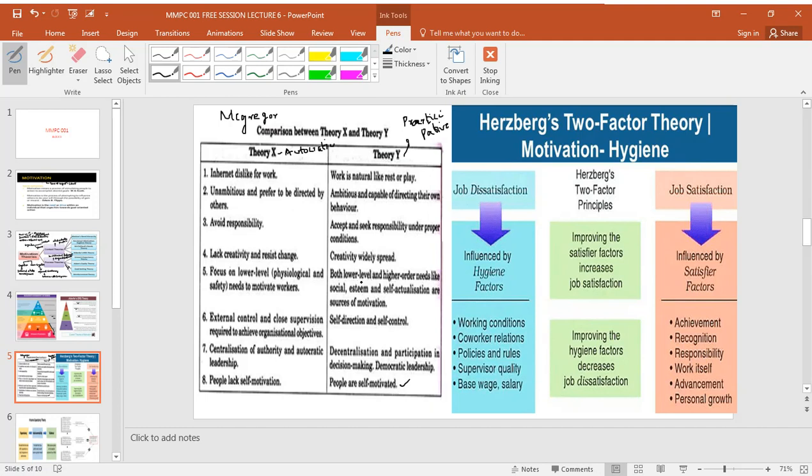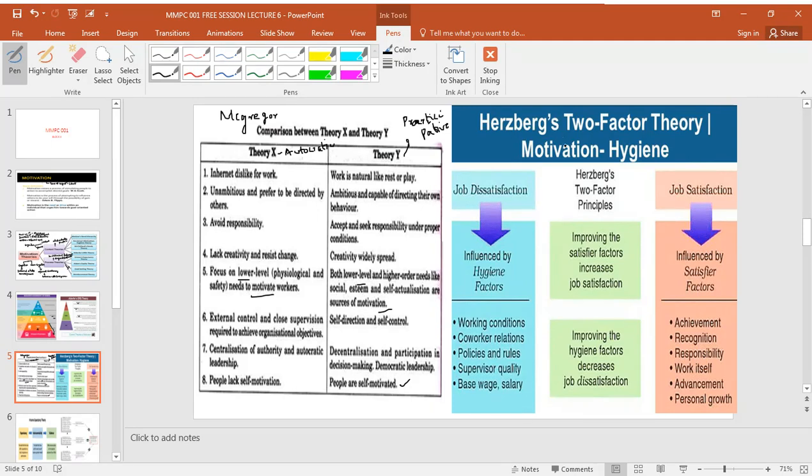Here they are focusing on both lower level and higher order needs, like social, esteem and self-actualization, as the sources of motivation, right? But in the case of theory X, those managers are focusing on satisfying physiological needs, that are the basic or existence related needs. So these are the assumptions of the two types of managers, theory X and theory Y. Okay, so I hope it's clear.